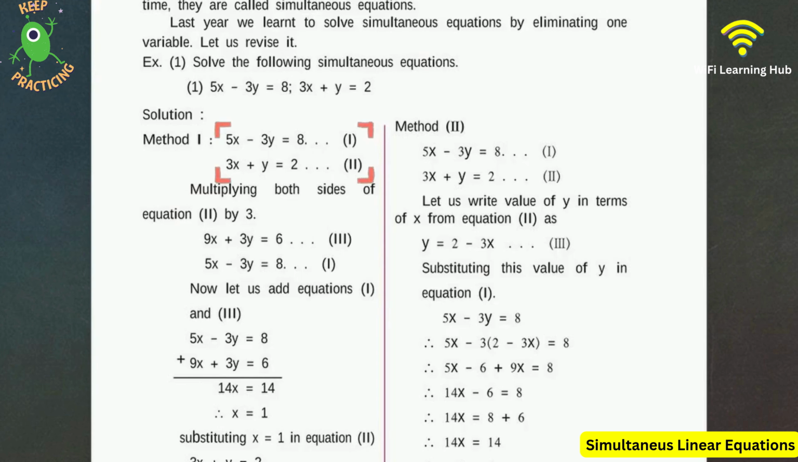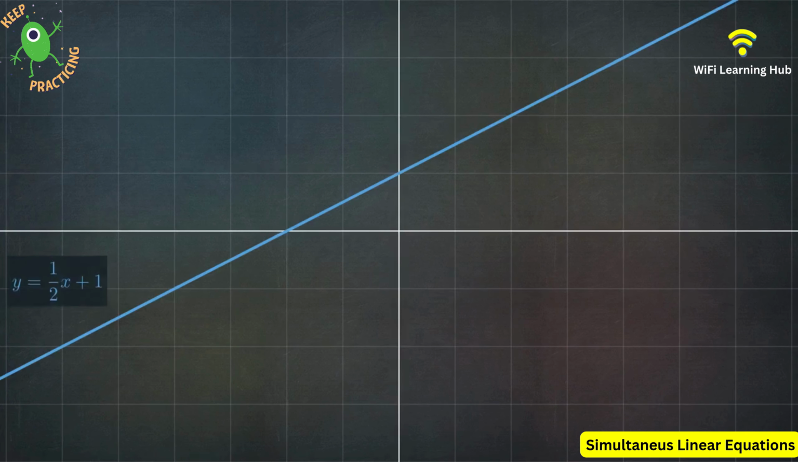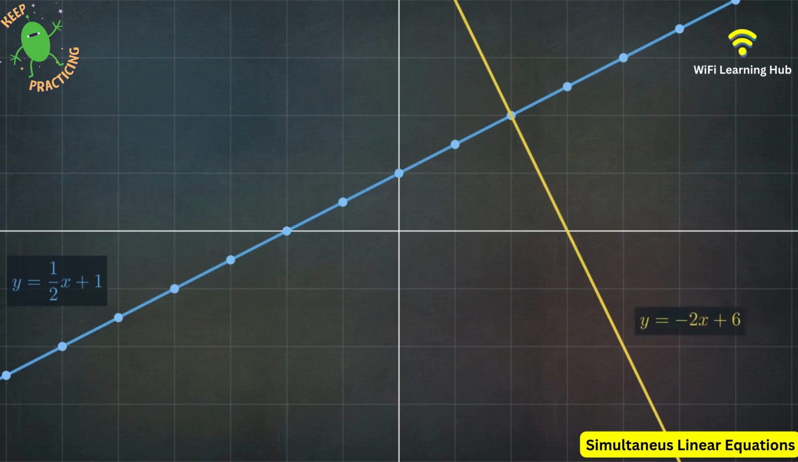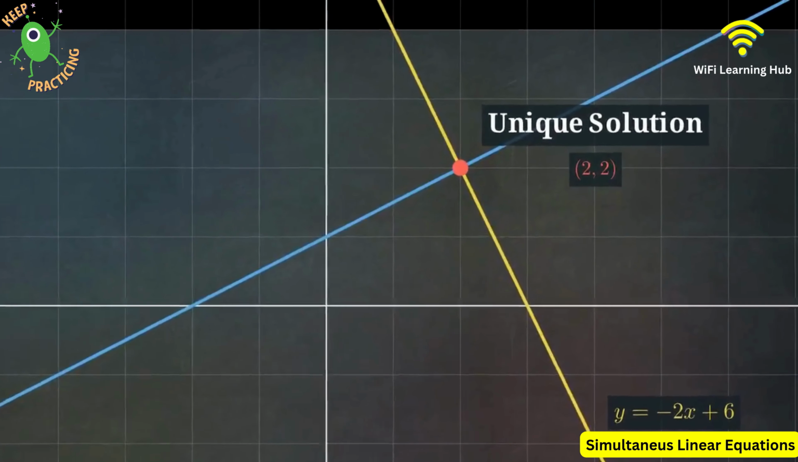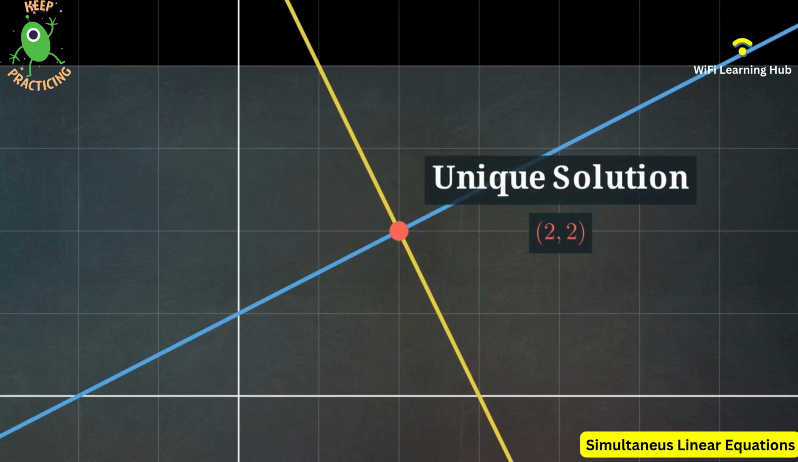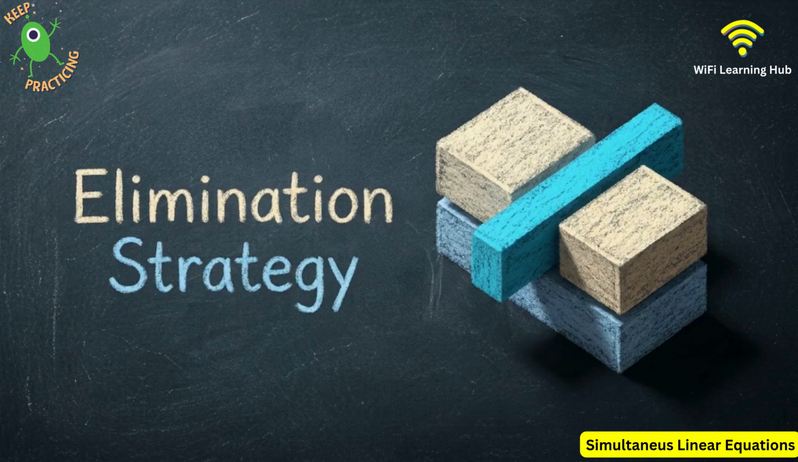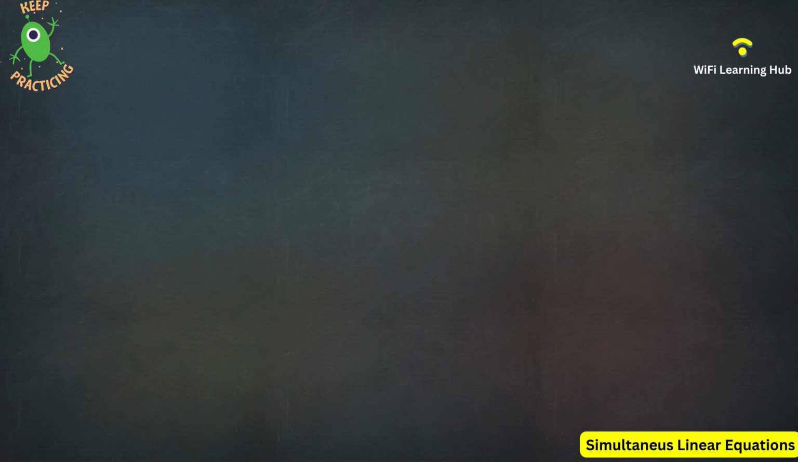We have a system stacked here. Equation 1 is 5x minus 3y equals 8, and equation 2 is 3x plus y equals 2. On its own, a single linear equation has an infinite number of possible solutions. But when you lock two independent linear equations together like this, they will usually share exactly one mathematical truth. To find that single truth, we can use the elimination strategy. The goal is to completely remove one variable so we can easily solve for the remaining one.